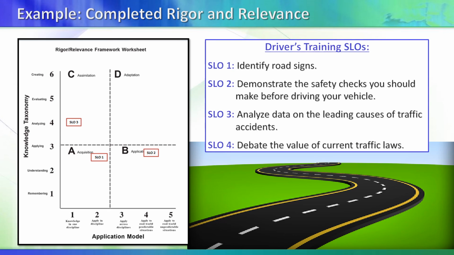SLO 3 was placed in Quadrant C because the verb analyze suggests that students will need to analyze traffic accident data and will need knowledge within the discipline to do so.